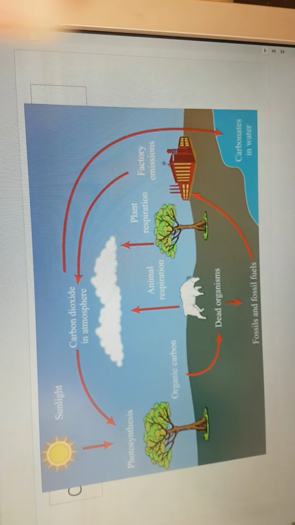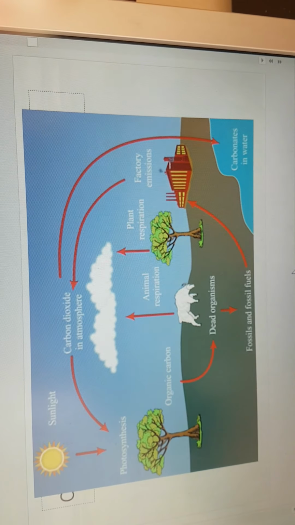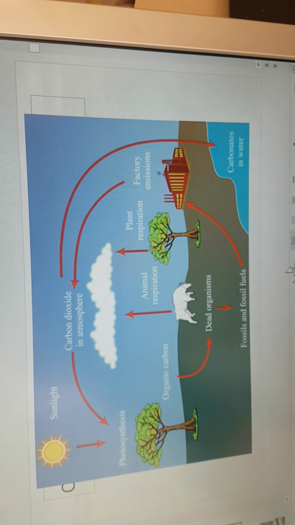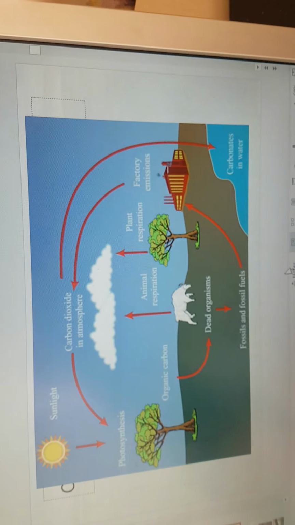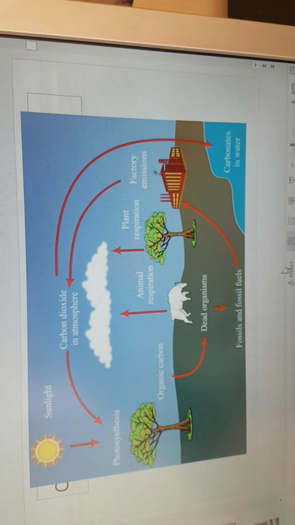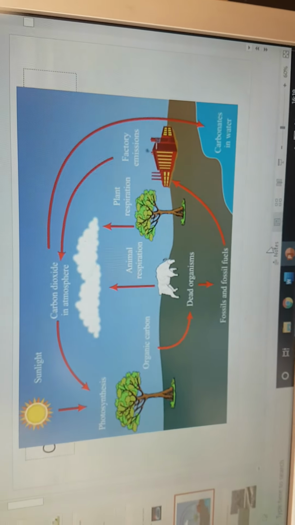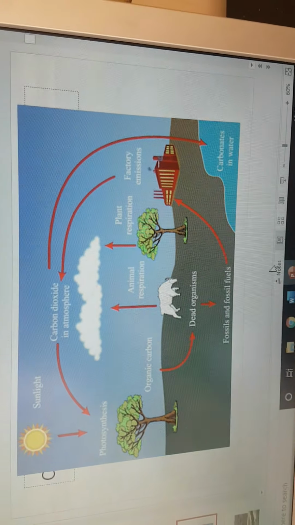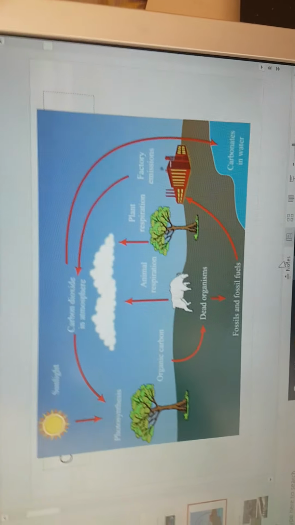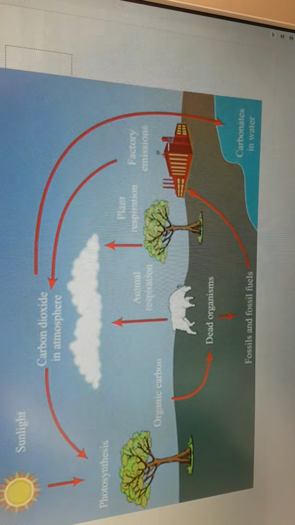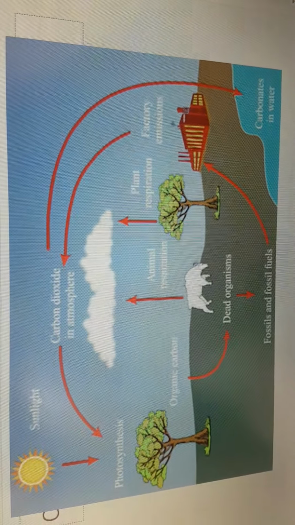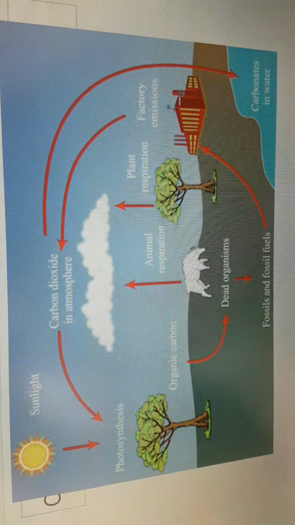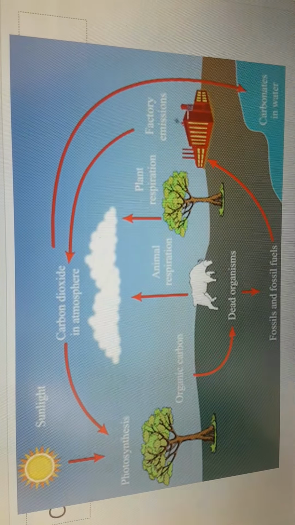Now, here's a typical diagram showing the carbon cycle for you. Most of it is pretty straightforward. Of course, plants generally make carbohydrates. Some plants get eaten by animals. That carbon passes into them. And those plants which don't get eaten by animals, and the animals themselves, will die at some point.